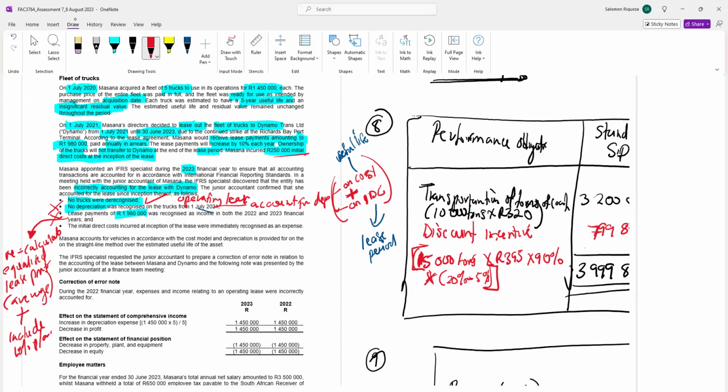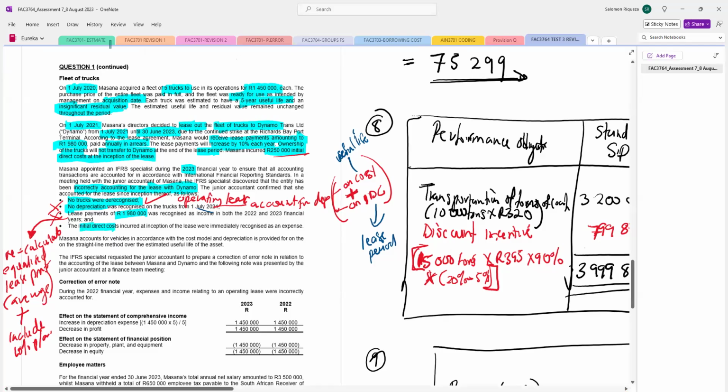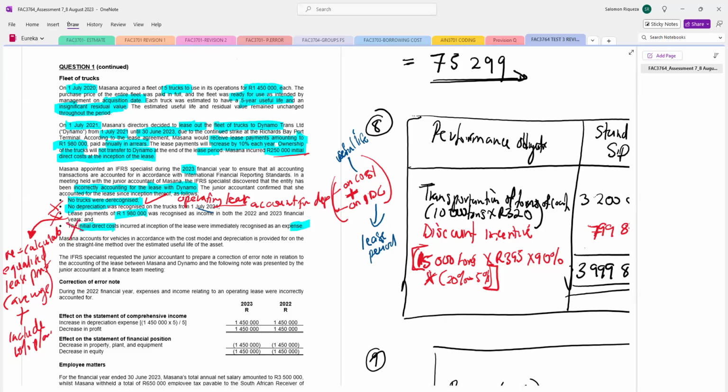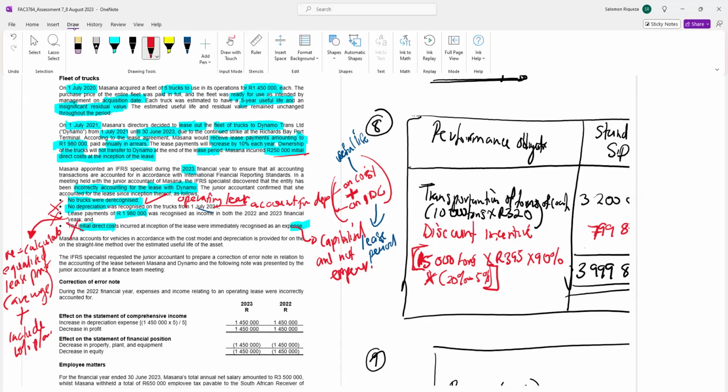Then let's continue. The initial direct costs incurred at inception of the lease were immediately recognized as an expense. This is very, very wrong. This is not supposed to be recognized as an expense. This is supposed to be capitalized to the cost of the asset. That's why we have depreciation there. So this must be capitalized and not expensed. It becomes part of the cost. So those are some of the mistakes already.